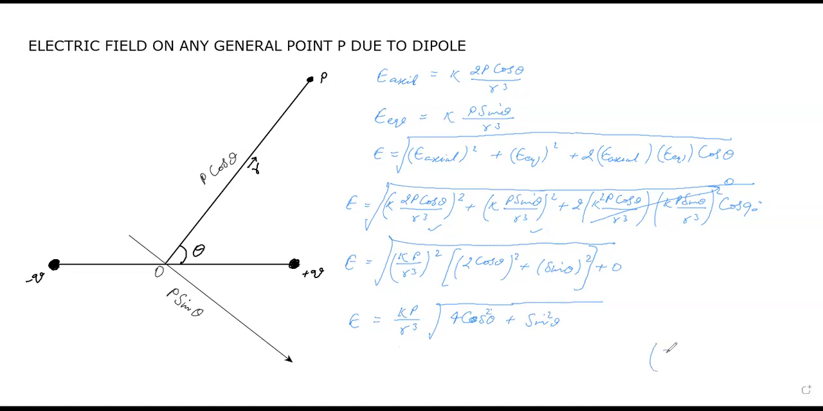And we already know this equation is in terms of sine and cos functions. So we are going to convert it into any one of these functions, either cos or sine. We already know sine square theta is equal to 1 minus cos square theta. If you put this value in the equation, you get Kp over r cube root of 4 cos square theta plus 1 minus cos square theta. Put it down, please. Then we will continue it.